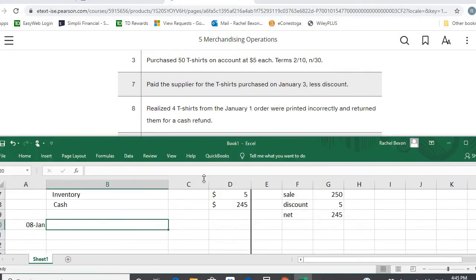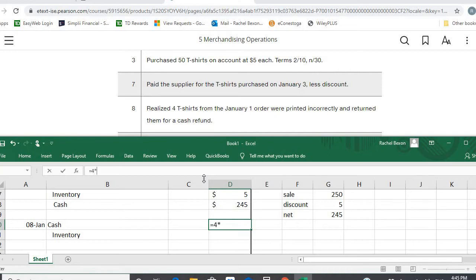So January 8th, we're going to credit cash because we're going to receive money back, and we're going to debit inventory by the amount that we are reducing our inventory. Now, how many was it? According to the question, 4 t-shirts. So 4 times $4 each means that we are returning $16 worth of t-shirts. We debit cash $16 and we credit inventory.